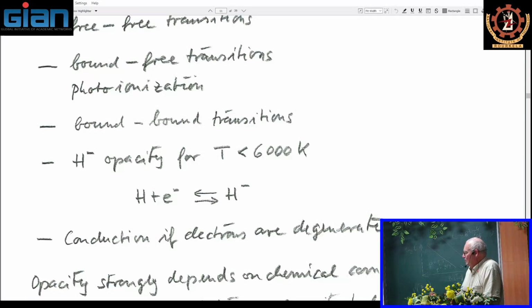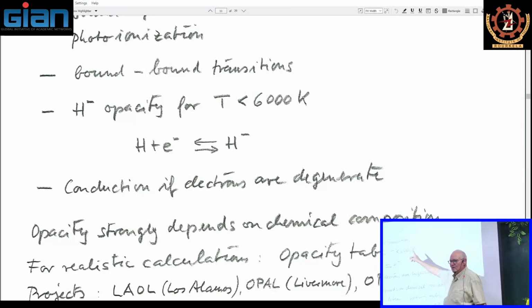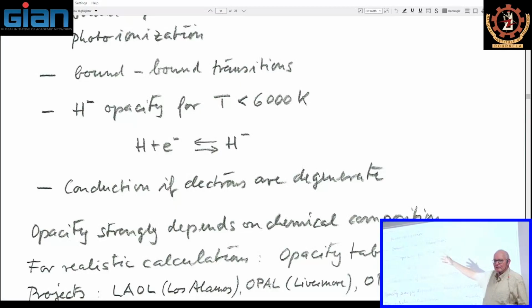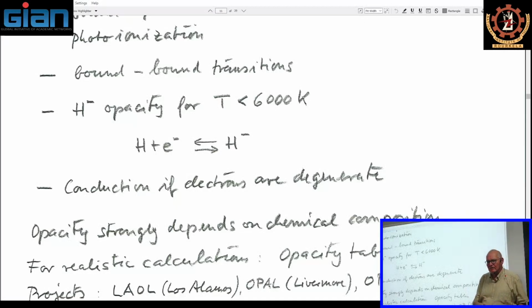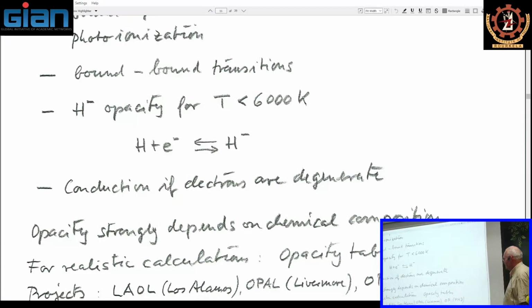Well, the opacity strongly depends on chemical composition, because of course these bound transitions will depend on which atom we have. Also, the free transitions will depend on which particular atom we have. So if we have a hydrogen atom or an iron atom, this will very much influence these transitions and therefore very much influence the opacity.